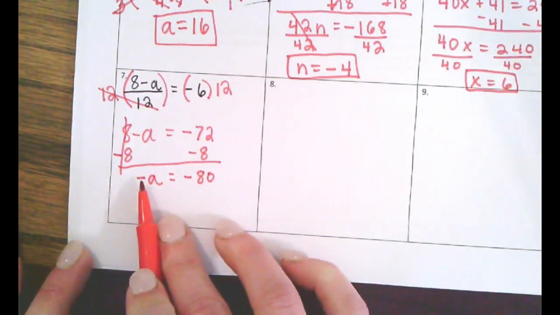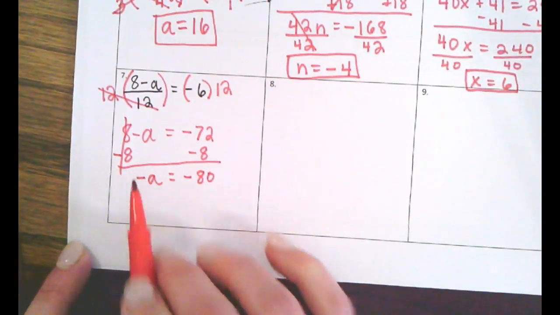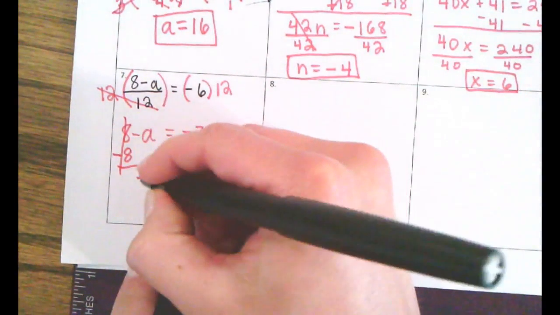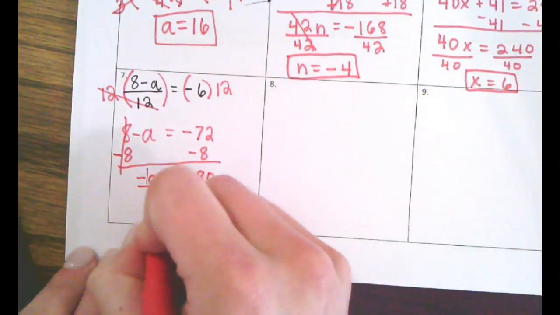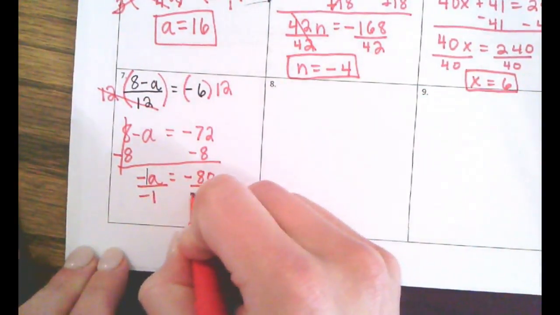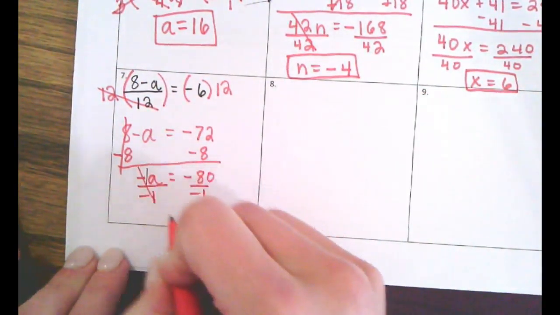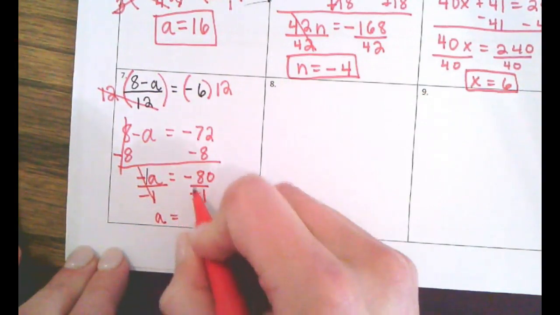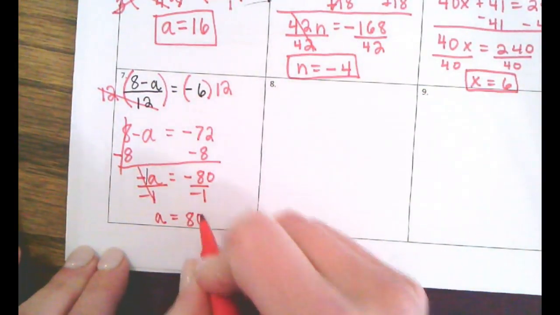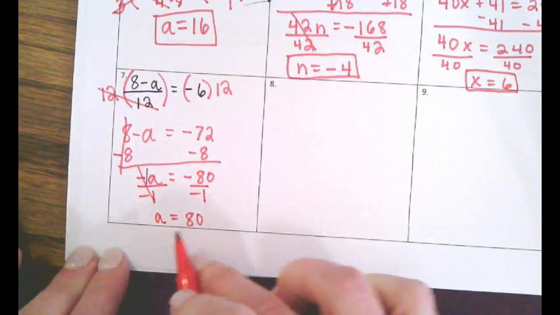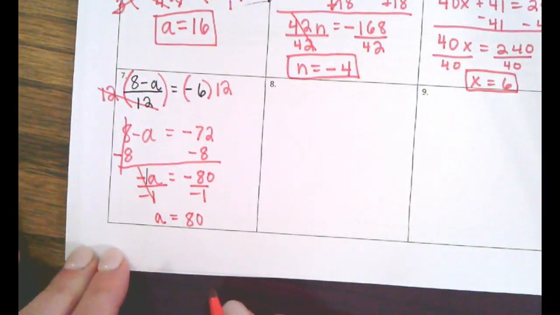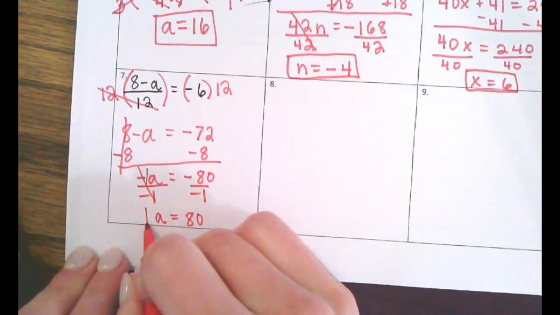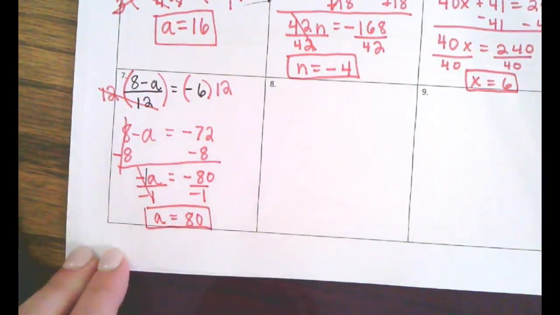My last step, this negative a, is the same as -1 a if you want to place in a coefficient of 1 there. So I'm going to divide both sides by -1, and this will cancel to get positive a equals +80. Plugging that back into the original, this will equal out to -6. So this is our solution.